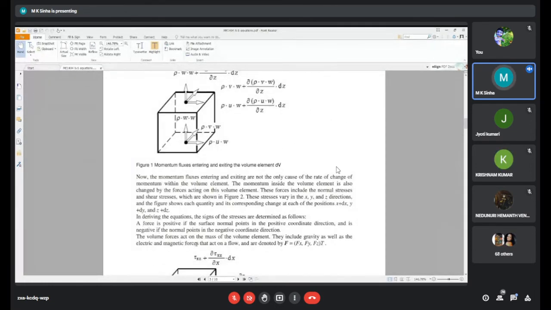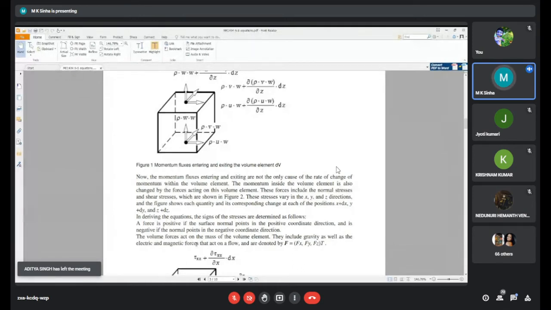So now the momentum fluxes entering and exiting are not only due to the rate of change of momentum within the fluid element. Momentum fluxes entering and exiting are not only the cause of the rate of change of momentum within the volume element. The momentum inside the volume element is also changed by the forces acting on this volume element.